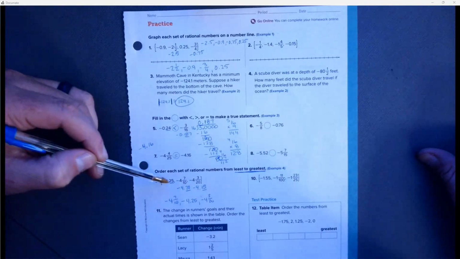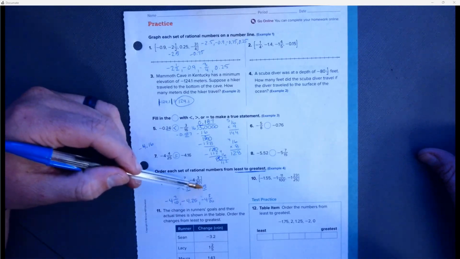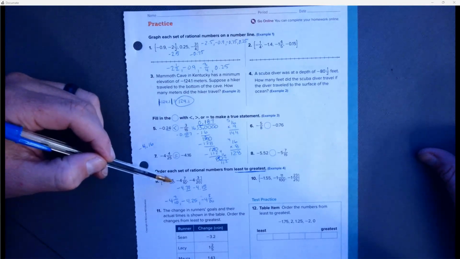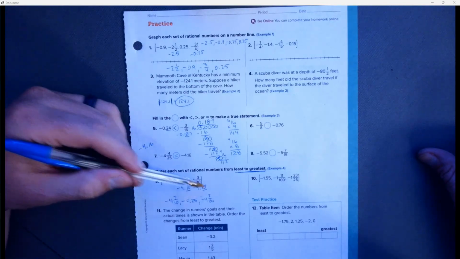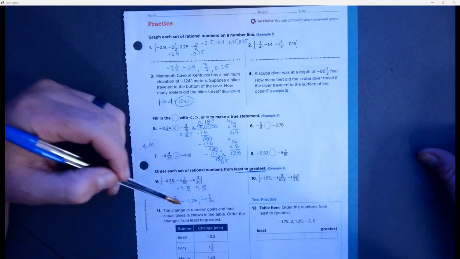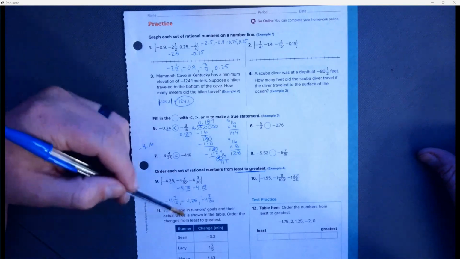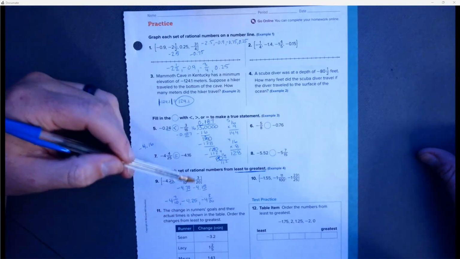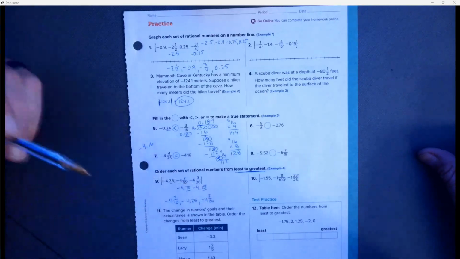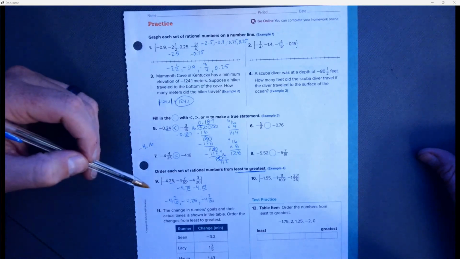Now we have 4.25 and 4.15. 25 is greater than 15. So negative 4.25 is our next number. And then negative 4 3/20 is our greatest number in the set of rational numbers they gave us.